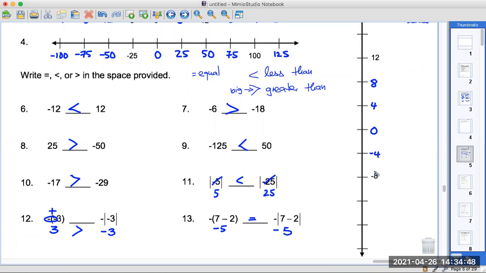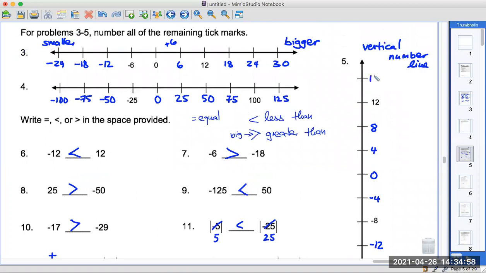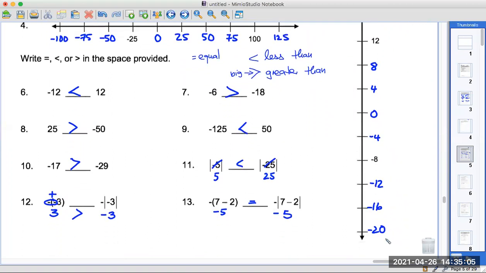I went by 4s. That would be negative 12, negative 16, negative 20. And up here it would be 16. So here are the bigger numbers, and then they get to 0, and then these are the smaller numbers. They get smaller as you go down this way.